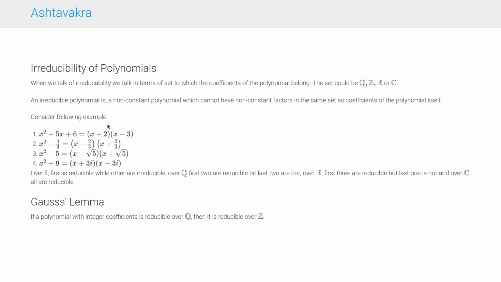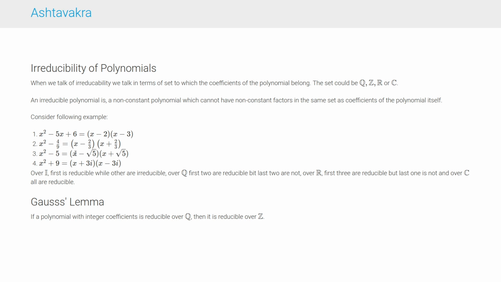For example, x square minus 5x plus 6 is (x minus 2) into (x minus 3). So it is a reducible polynomial in Q, also in R, also in Z, also in C. X square minus 4 by 9 is (x minus 2 by 3) into (x plus 2 by 3). This is reducible in Q, R and C, but not in Z.